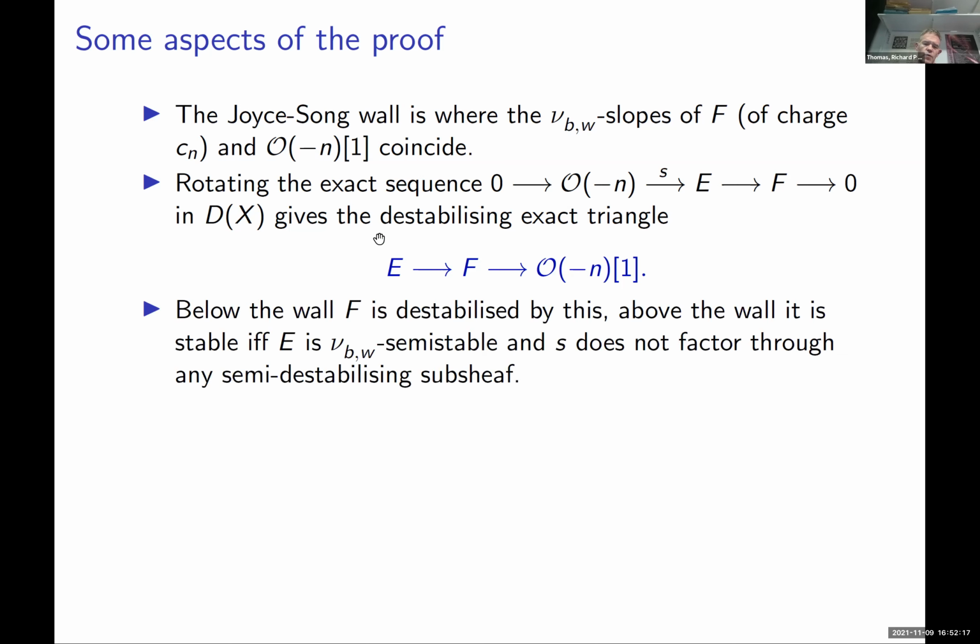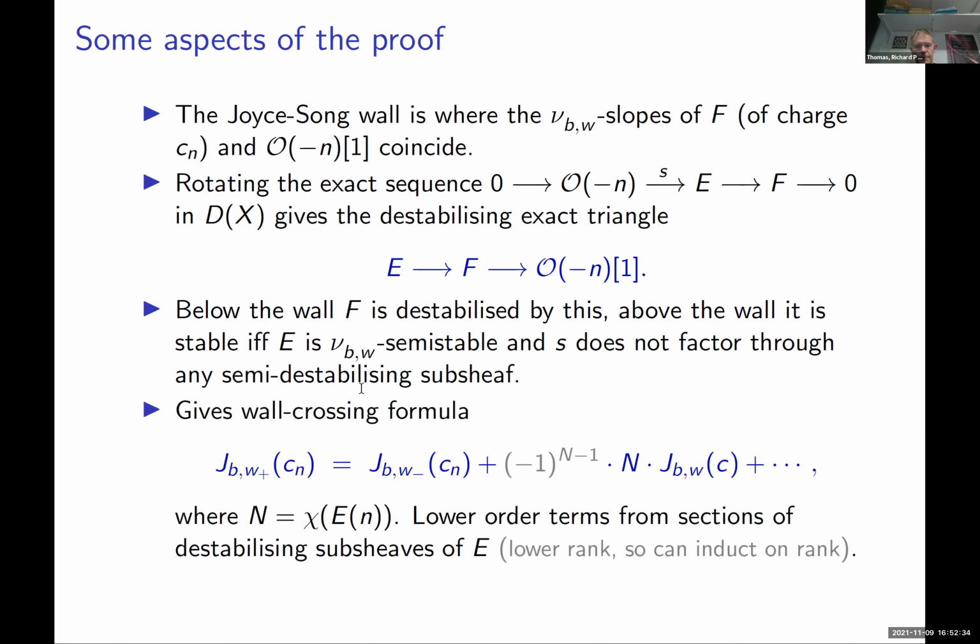So these are the triangles that are showing up on that red wall. Below the wall, F would be destabilized by such a sequence, and above the wall, it wouldn't be; it'd be stable. Okay, there are the precise conditions here. And what this gives is a wall crossing formula, very similar to what we've seen before.